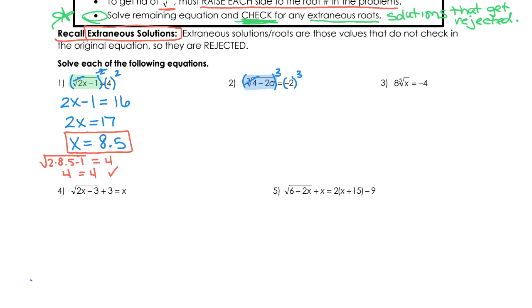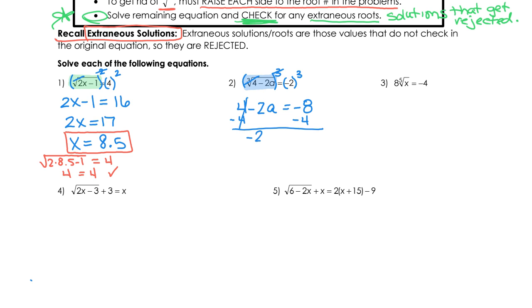This cube root will cancel out with the cube. They undo each other; they're opposite operations. And so all we're going to have left on this side is 4 minus 2a equal to negative 2 cubed. Make sure you use parentheses around it when you raise it to the third power, and you should get negative 8. Now we just have a basic equation to solve, so we're going to go ahead and subtract 4.